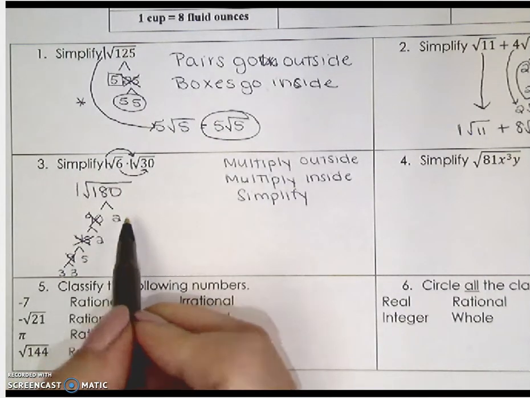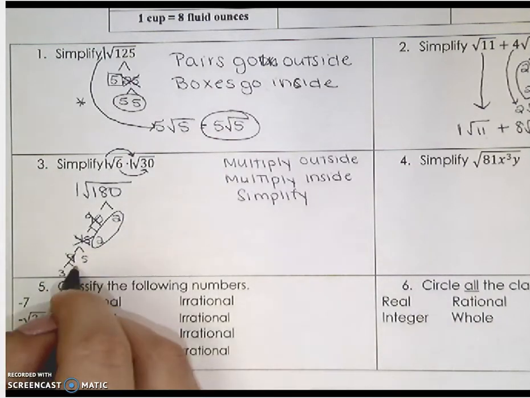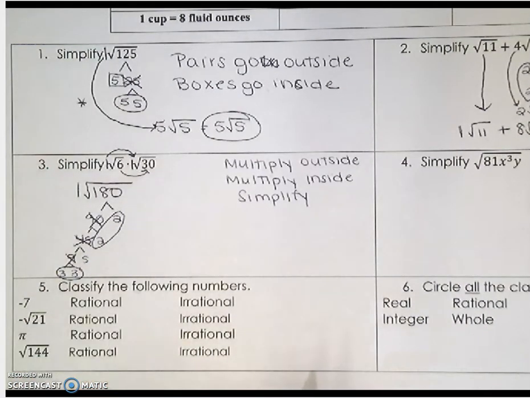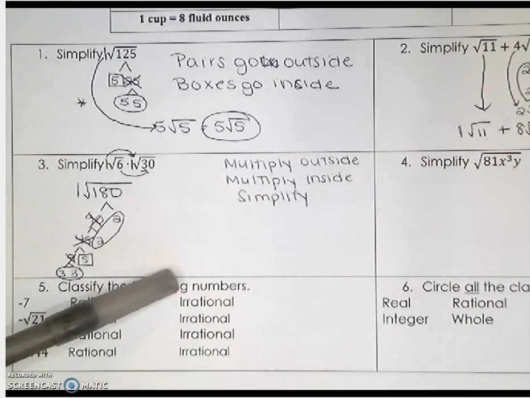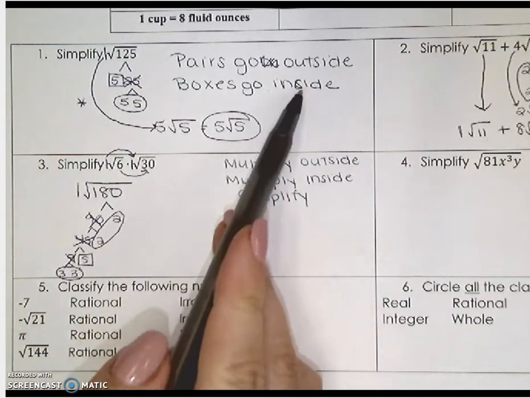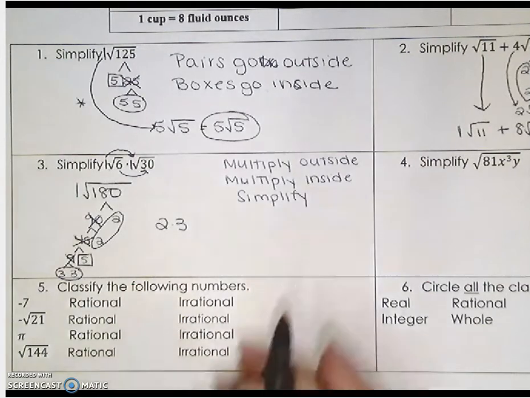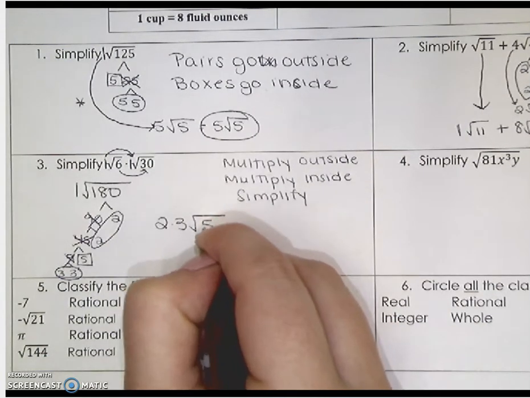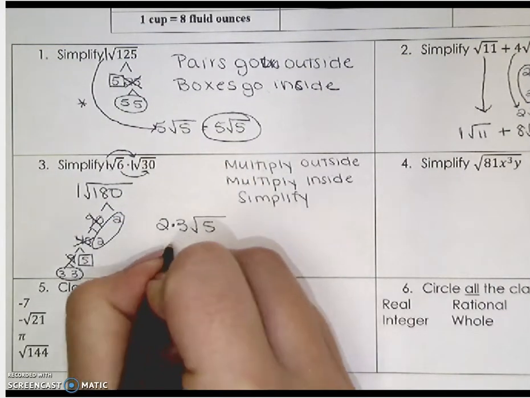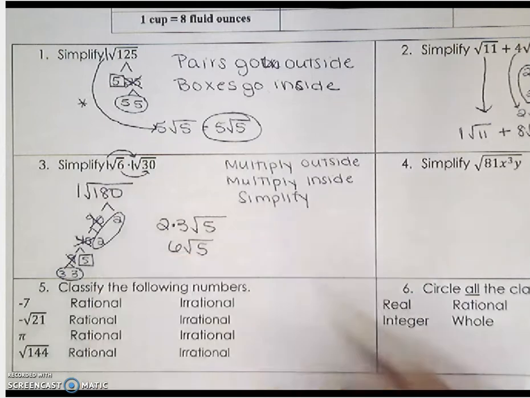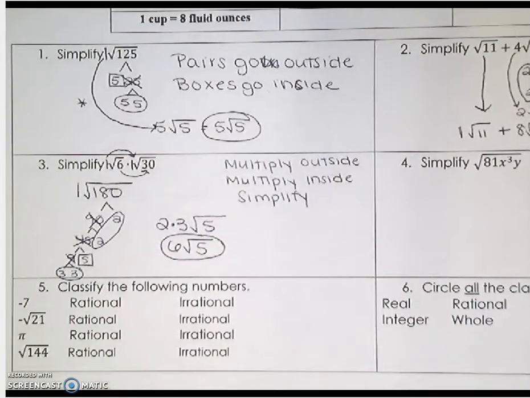Once I have all prime numbers, I'm going to see if I have any pairs. I have a pair of 2s, a pair of 3s, and a 5 left over. My paired numbers go on the outside, so I'm going to have 2 times 3 on the outside and 5 on the inside. 2 times 3 is 6. The 5 stays the same, so my final answer is 6 square root 5.